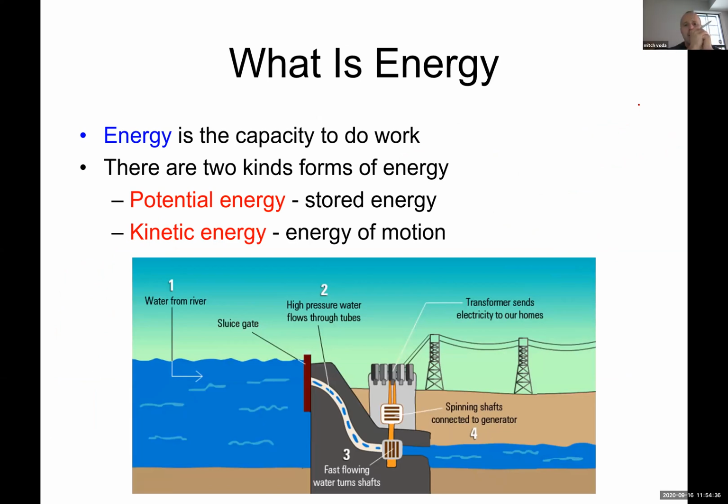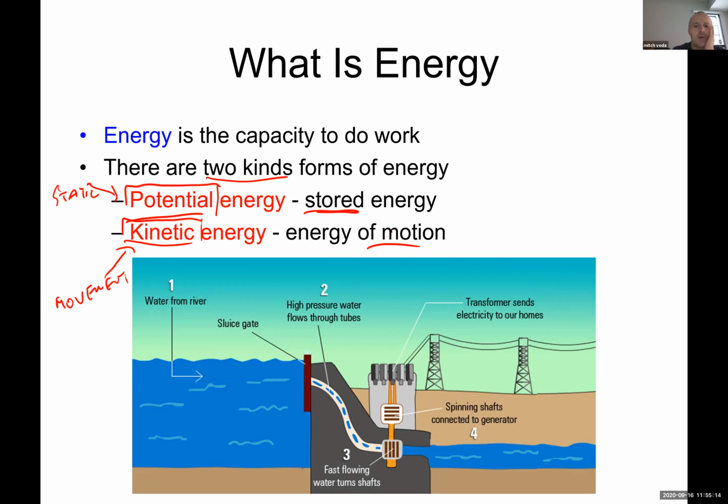Now, energy, two kinds: potential, kinetic. Now remember, there are many different forms of energy out there, chemically speaking, but there are two main kinds, potential and kinetic. Kinetic stands for movement. Potential is static. So potential energy is stored energy or static energy. Kinetic energy is the energy of motion.